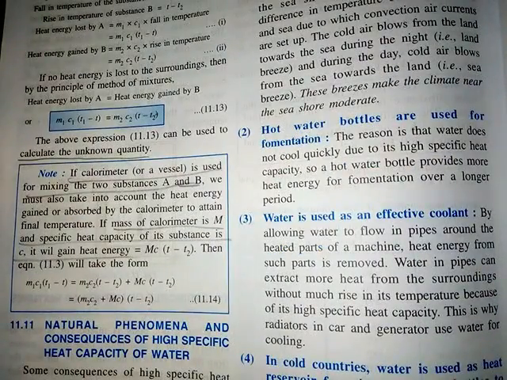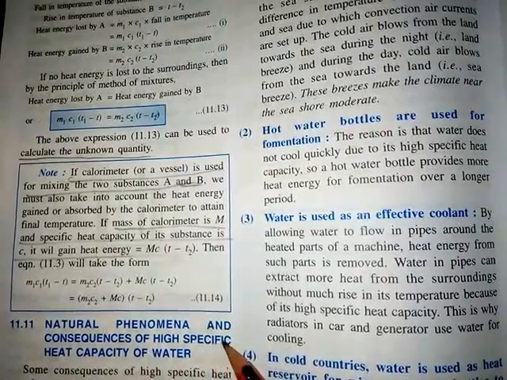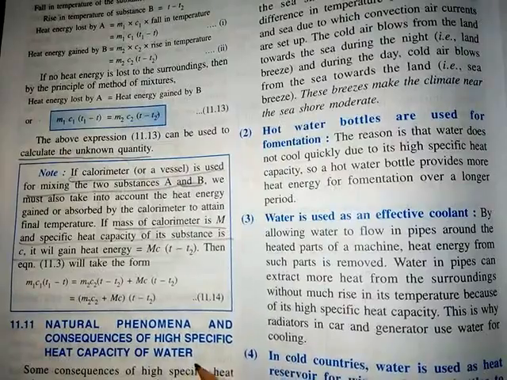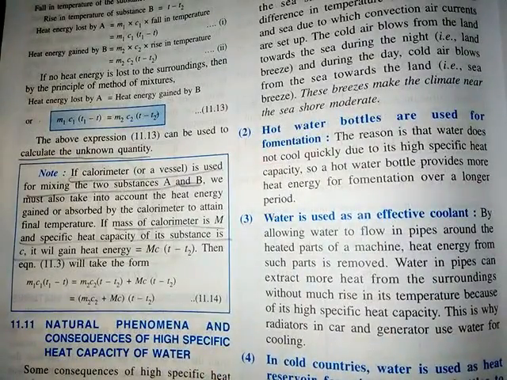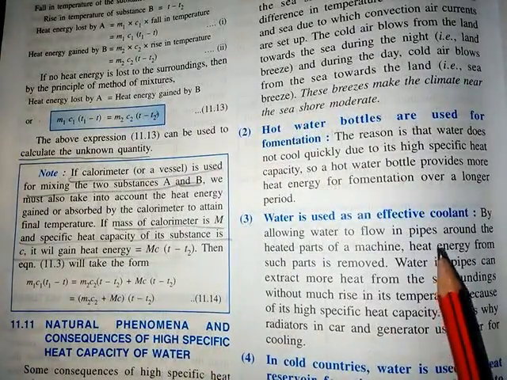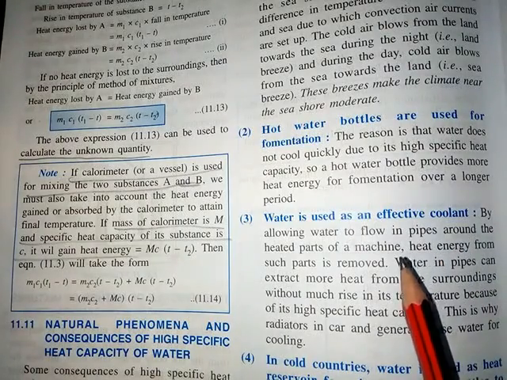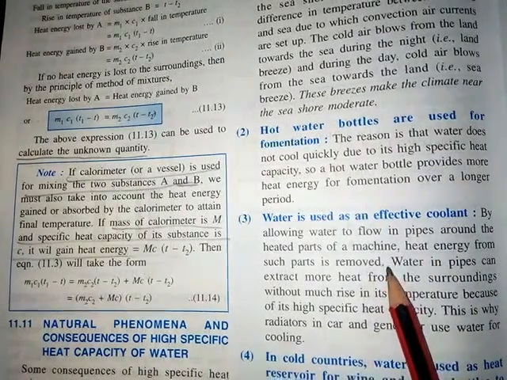Next topic is natural phenomena and consequences of high specific heat capacity of water and other substances. So study these examples by yourself, and if you are having any doubt, you may ask me.